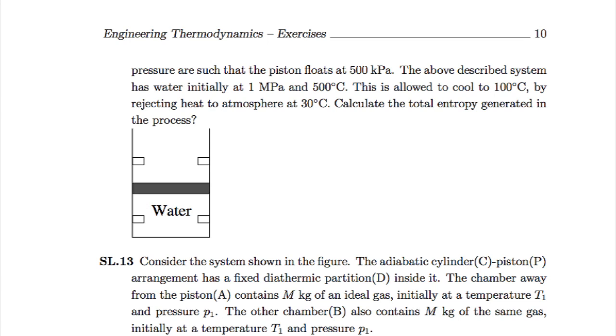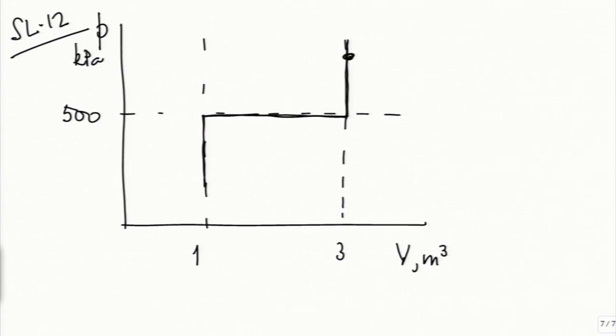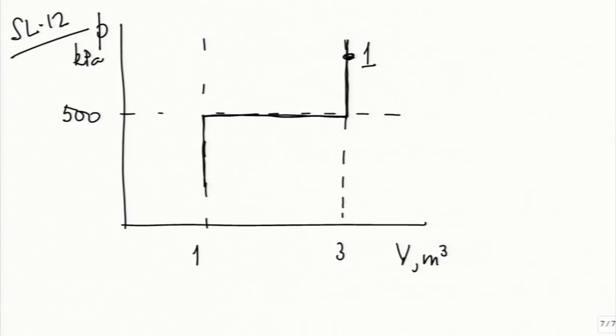Now, once you understand this, it is initially 1 MPa and 500°C. So, 1 MPa means 1000 kilopascal. So, it will be pressure somewhere here. So, the initial state will be something like this. Details you can calculate, because the specific volume at 1 MPa and 500°C is given. So, using that you can determine the mass and then all other properties. It is allowed to cool to 100°C by rejecting the heat to the atmosphere at 30°C. So, at 100°C, find out from the process where the state will be, and you will find that it comes here, and maybe then it goes down here, finally giving you a final state here.